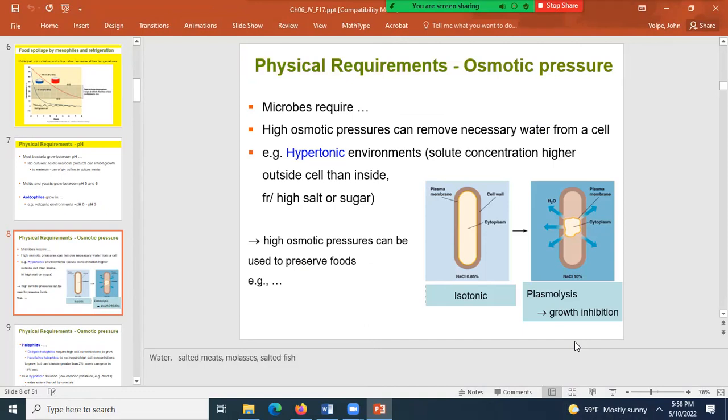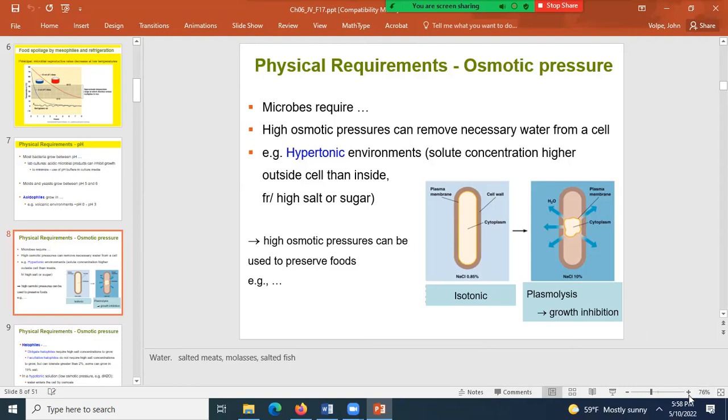Most microbes grow best or optimally at a certain salt level or a certain molasses or sugar level. And beyond that range, the microbes will grow less well. And way beyond that range, they won't grow at all. High osmotic pressure can remove the necessary water from a cell.